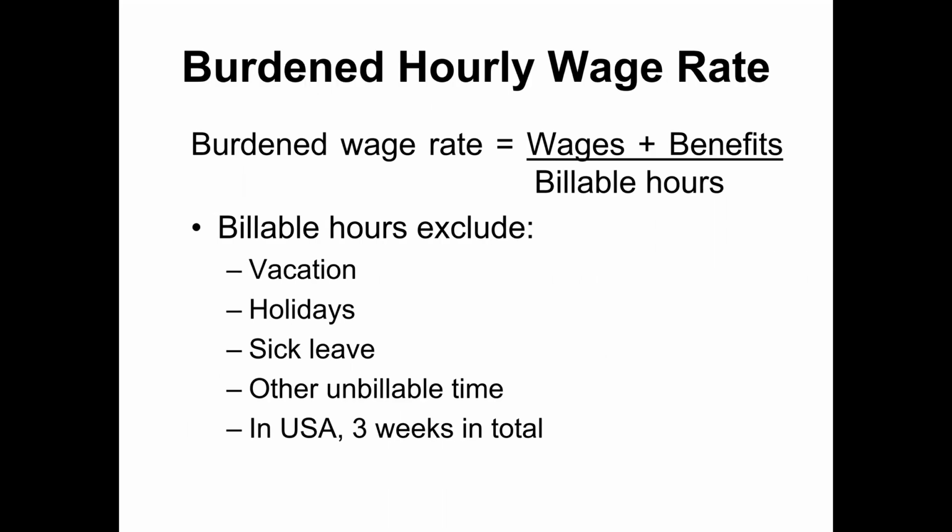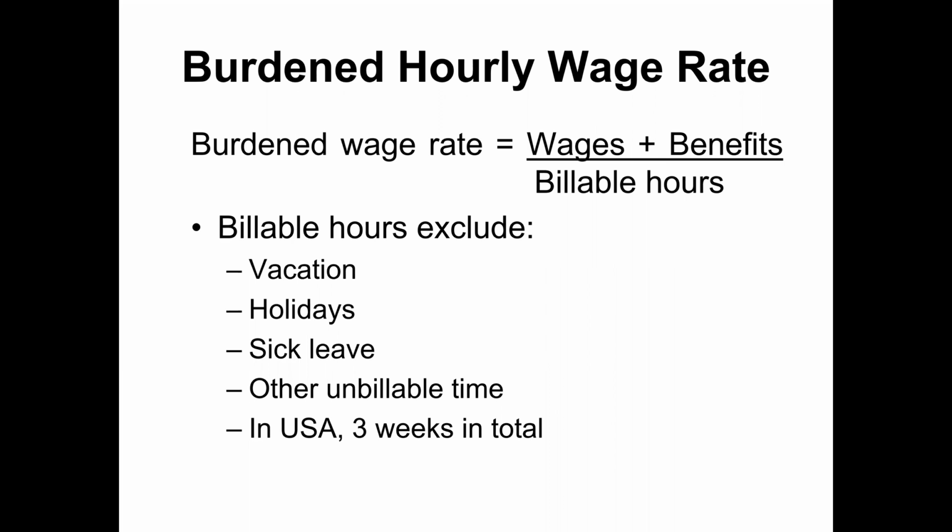Now here we are going to calculate the burdened hourly wage rate. It means we calculate the wages plus all benefits, so that will be the total cost per hour of a laborer to the company, including his wages plus all benefits. So how do we calculate this mathematically? We apply the burden wage rate formula: all the annual wages plus all annual benefits, divided by billable hours, meaning how many hours that person actually worked per year.